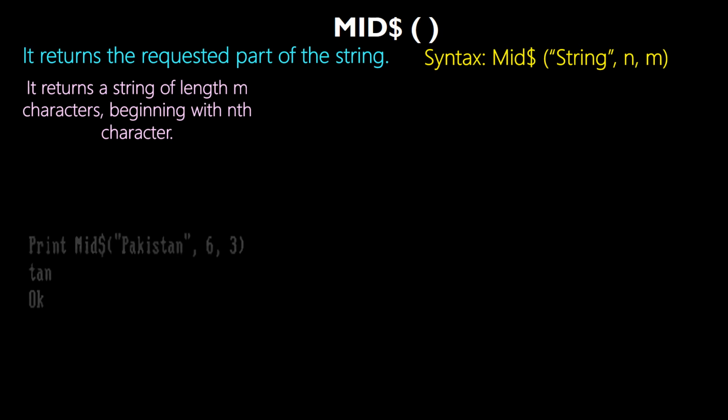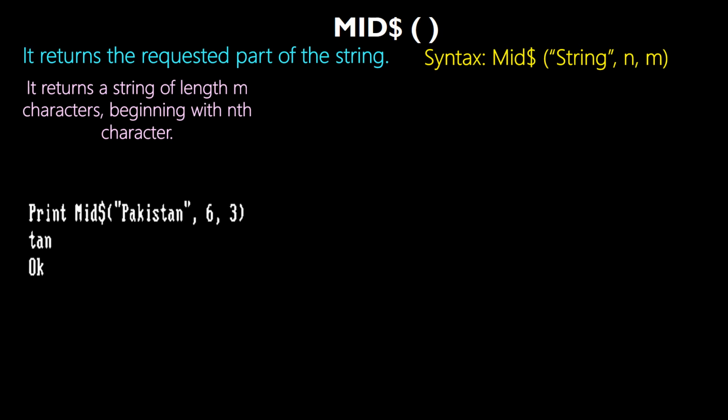For example, if I say PRINT MID$("Pakistan", 6, 3), it will start from the 6th character of the given string Pakistan, which in this case is T, and will count the next 3 characters and print those characters, TAN in this case. PRINT MID$("Pakistan", 1, 4) will return PAKI, starting from the first character, and it will print the 4 characters.